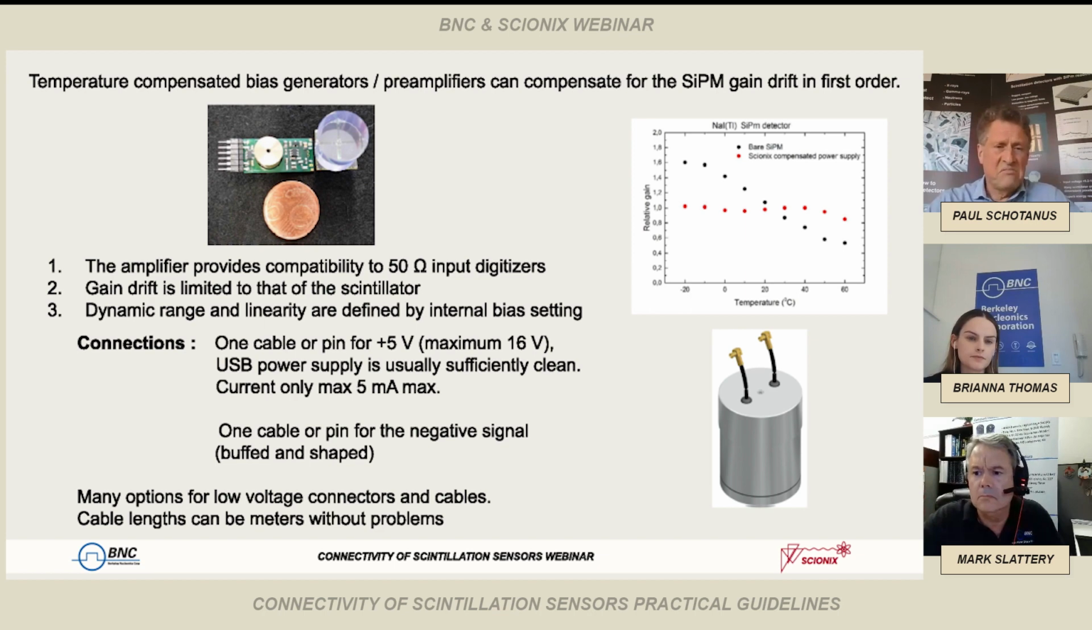And only one cable is needed to run a silicon PM device like this. The current is less than 5 milliamps, so you can run it with a very low power supply. Of course, there are many other options possible for cable and connectors of silicon PMs, like you see there. There's an endless amount of possibilities.